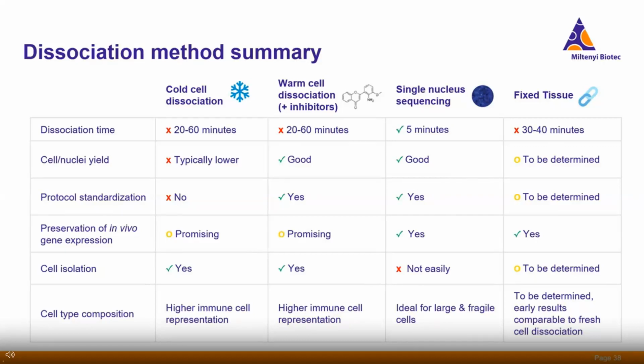Single nucleus sequencing is better suited for very large or fragile cells. Whereas if you're really interested in cells with low RNA content, such as immune cells, they might get underrepresented by single nucleus RNA sequencing. So then you might want to go with cells. For fixed tissue, more study is needed, but early results show composition similar to warm cell dissociation.